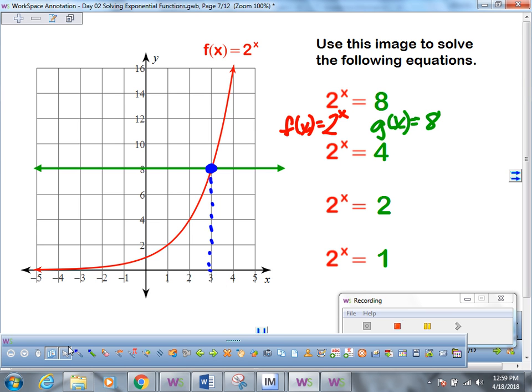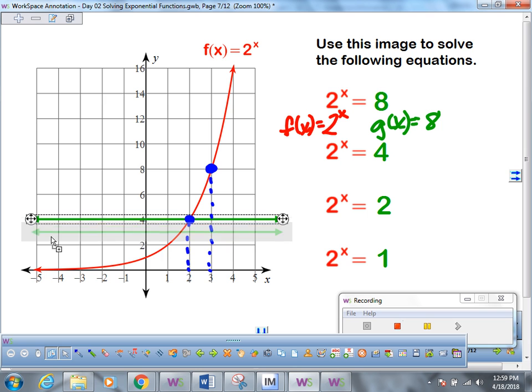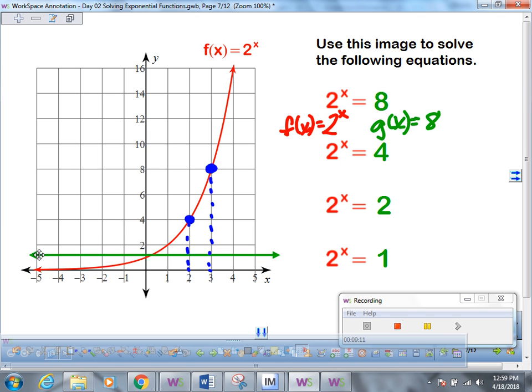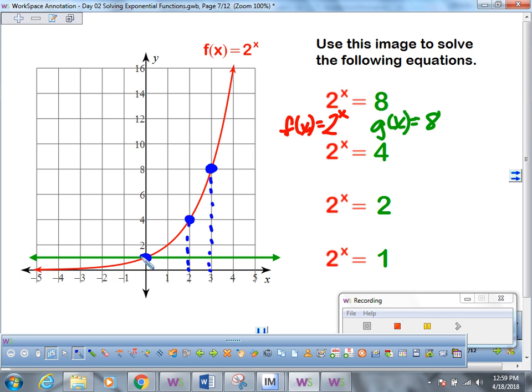What about, we all know what 2 to what makes 4? 2. So the answer is going to be 2, right? Well, if I take my constant line and I go down to 4, isn't that intersecting at 2, where x equals 2? And if I bring my constant line down to this one, 2 to the 0 is 1. If I bring my constant line down to 1, x equals 0. So that's another way to solve it. So we're going to do this graphically and algebraically side by side.